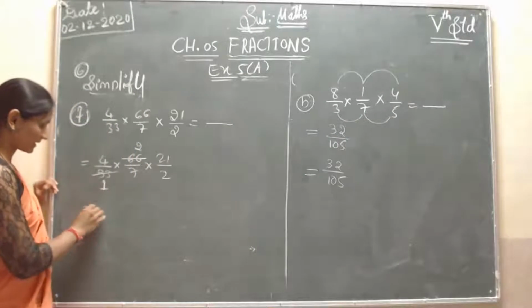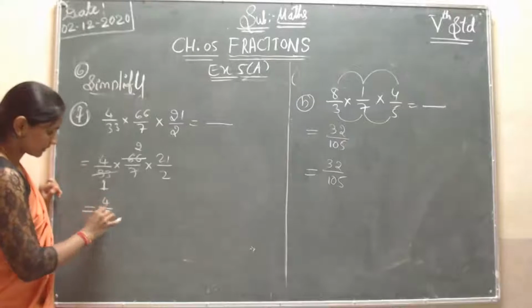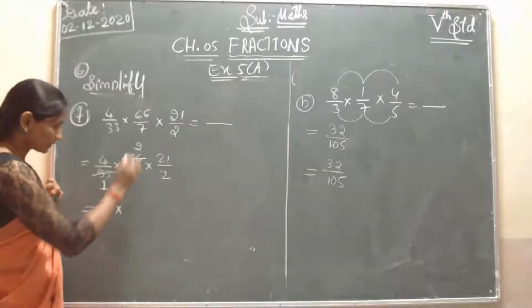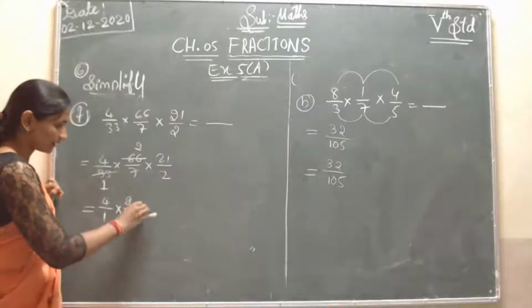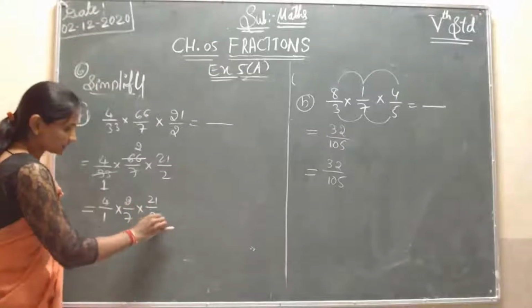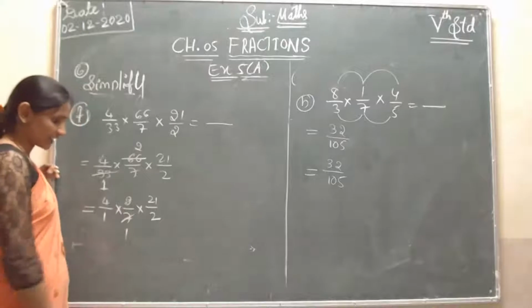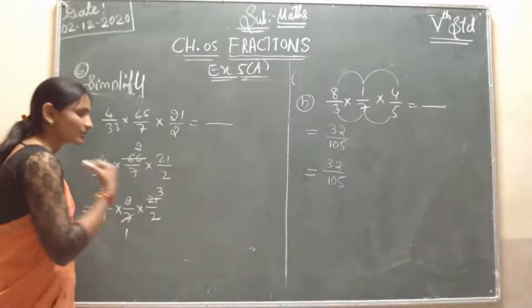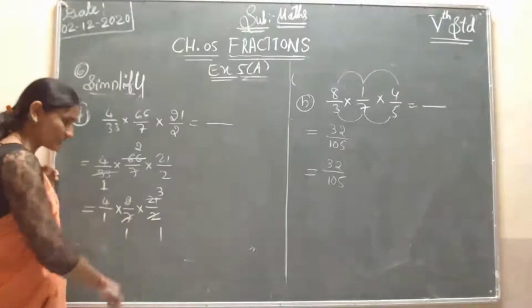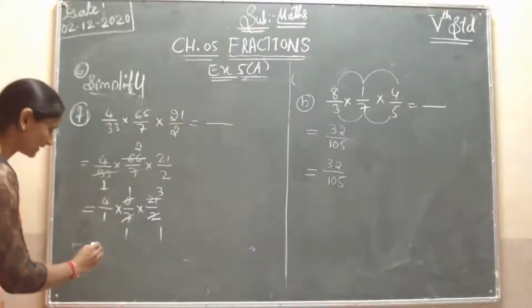So what is the next step? 4 by 1 into 2 by 7 into 21 by 2. Next you have to count, students. Very easy. 7 ones are 7. 7 threes are 21. Yes. Again, 2 ones are 2. 2 ones are 2. What is the result?